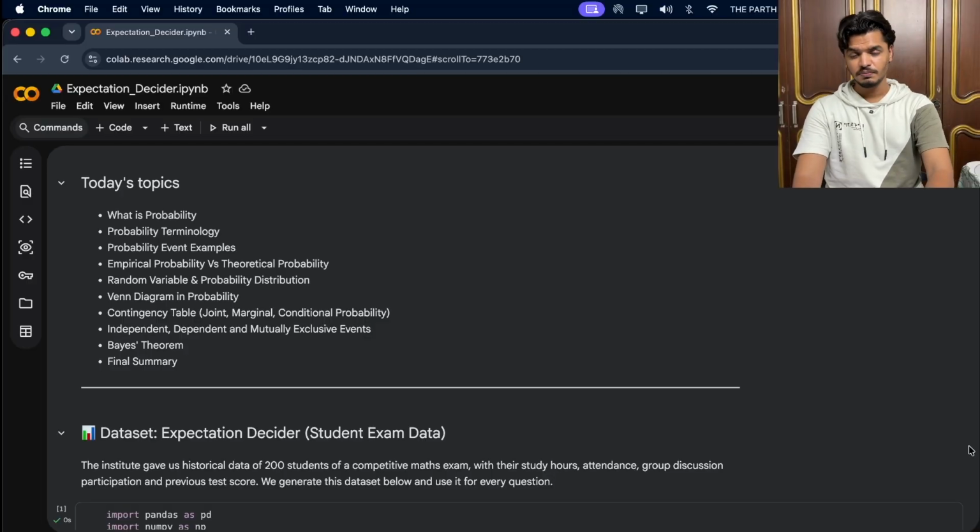In the next few minutes, I'll walk you through my full notebook, from how I generated the dataset to how I solved every part of this assignment, from the basics of probability all the way to Bayes' theorem. Now, let me share my screen. So, this is my notebook in Google Colab. Here is the list of topics that I have covered in this file.